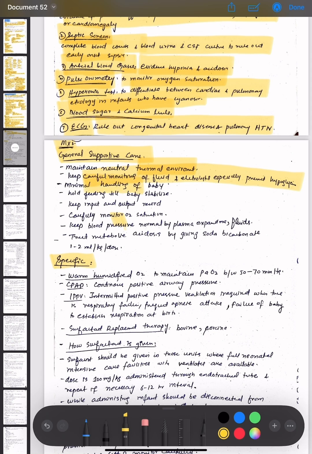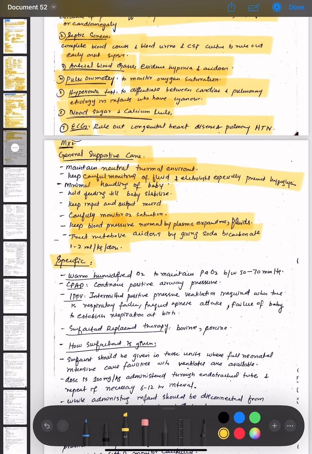Hold feeding till the baby stabilizes. Keep an input and output record, and carefully monitor oxygen saturation. Keep blood pressure normal with plasma expanders and fluids. Treat the metabolic acidosis by giving sodium bicarbonate 1 to 2 ml per kg.